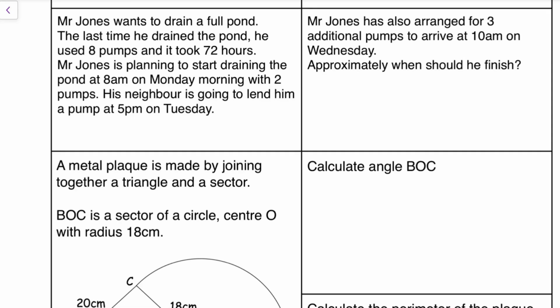Mr. Jones wants to drain a full pond. Right, there's going to be a lot of words. I'm going to highlight the words. So Mr. Jones wants to drain a full pond. Okay. Last time he drained the pond, he used 8 pumps and it took 72 hours. Okay, I think I know where this is going.